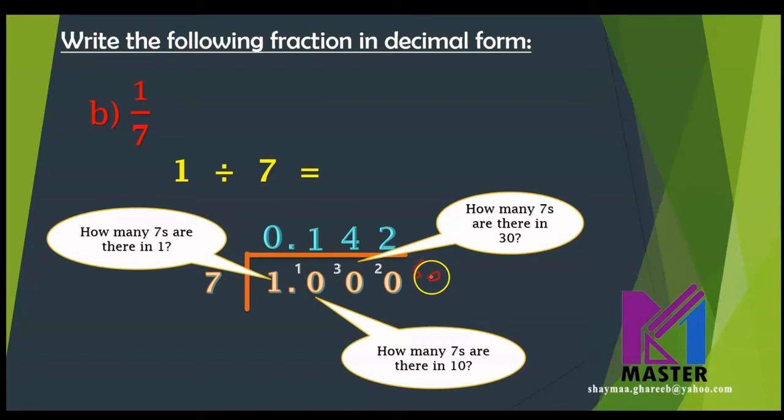I can keep adding zeros and finding more decimal places, but I will stop here. So we can say it's 0.142. Okay? Is this clear? So also this fraction has no end.